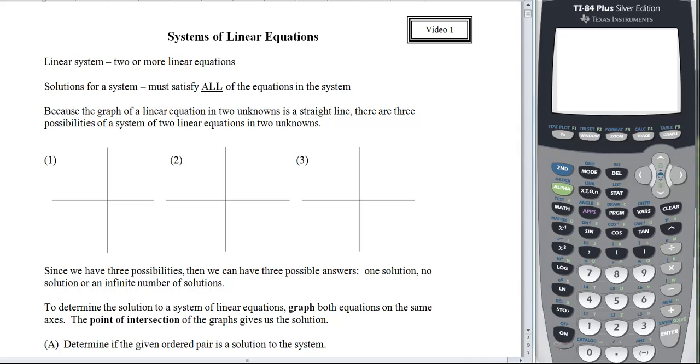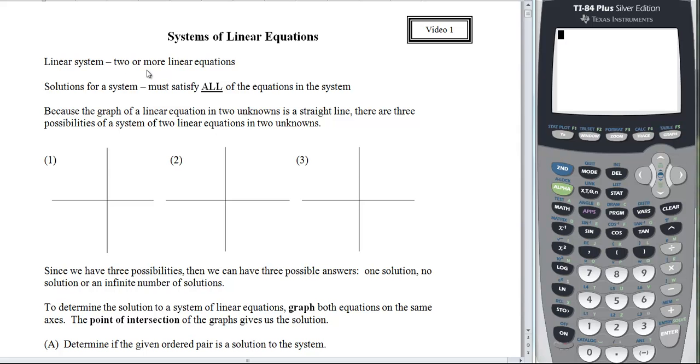Systems of linear equations. This is our first video. A linear system is made up of two or more linear equations. Solutions for a system must satisfy all of the equations in the system.